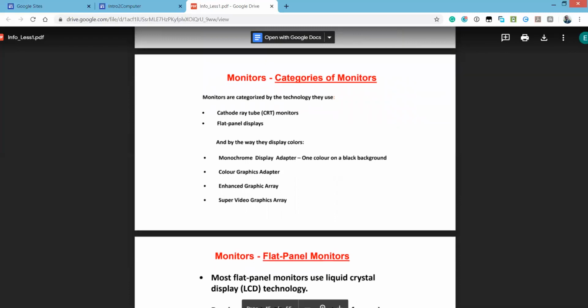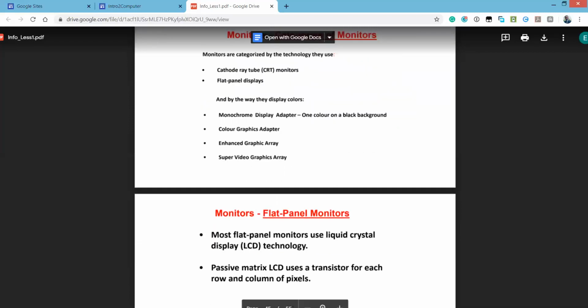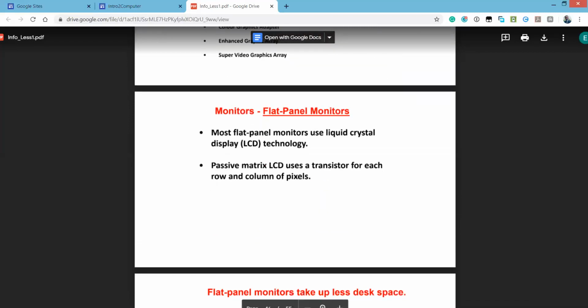These are other categories of monitors in the system. We have the cathode ray tube, the flat panel, the monochrome display, the color enhanced, and super video. All those are categories of monitors that help you to display what is going on in the system. And this one shows how the flat panel monitor looks. We have the liquid crystal display technology. The passive matrix LCD uses transistors for each row and column of pixels.